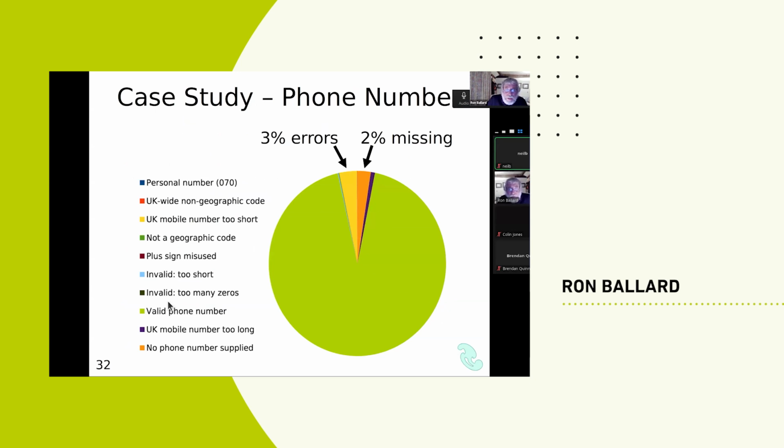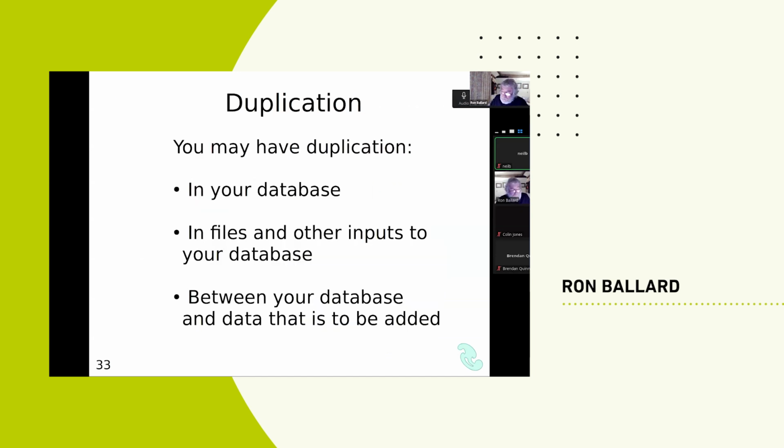What it found was that most of the numbers were good, but there were some missing, which was acceptable. People didn't have to give us their phone numbers. And there were 3% that were errors of various types, which are listed by the query that we ran. Right. So you can do quite a lot about phone numbers and making sure that they're useful and correct.